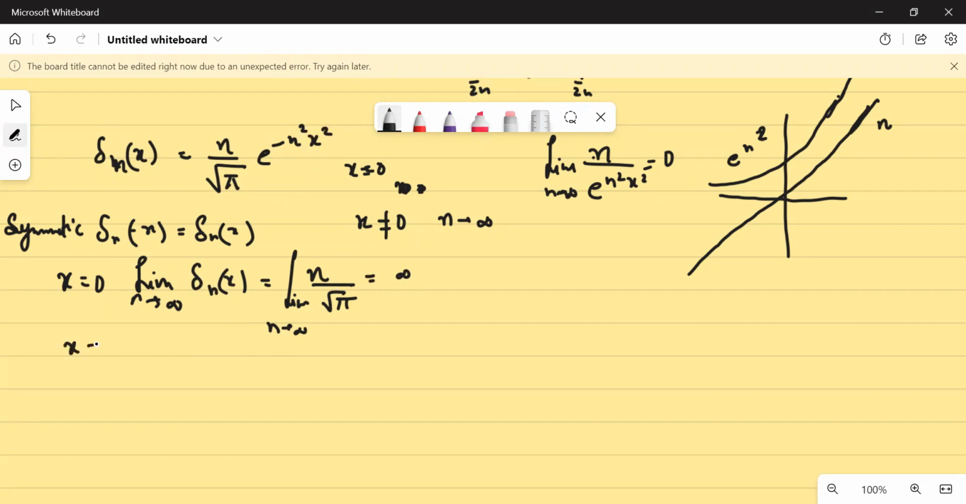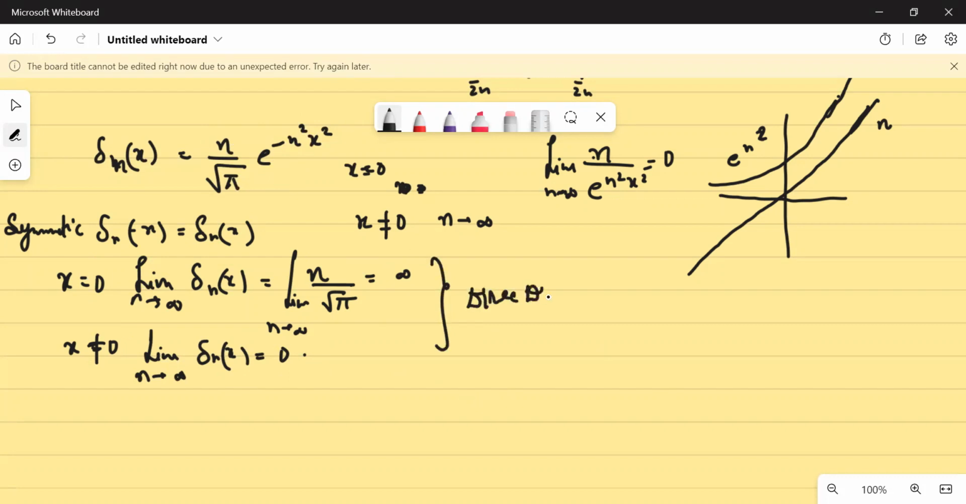And if x is not equal to 0, then clearly this term would survive. And if this term survives, as n tends to infinity, compared to n, your e to the power n square will rise very rapidly towards infinity. It will dominate over n, and overall this term will go towards 0. So if x is not equal to 0, my function is 0, and if x equal to 0, then my function goes towards infinity. What sort of function is this? This is the Dirac delta function.